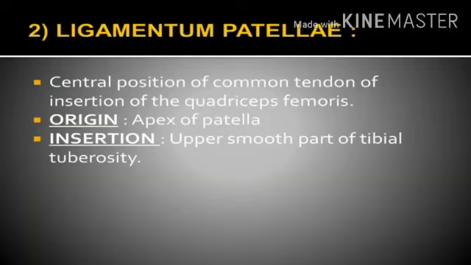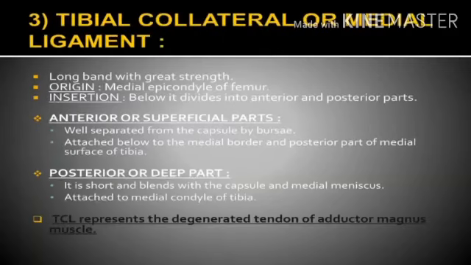Next is the tibial collateral ligament or medial ligament. It is a long band with great strength. It originates from the medial epicondyle of the femur and inserts below. It divides into anterior and posterior parts. The anterior or superficial part is well separated from the capsule by a bursa. It is attached below to the medial border and posterior part of the medial surface of the tibia.